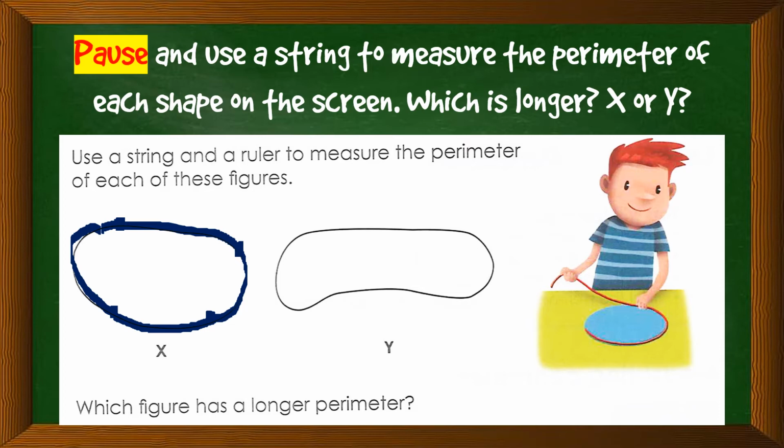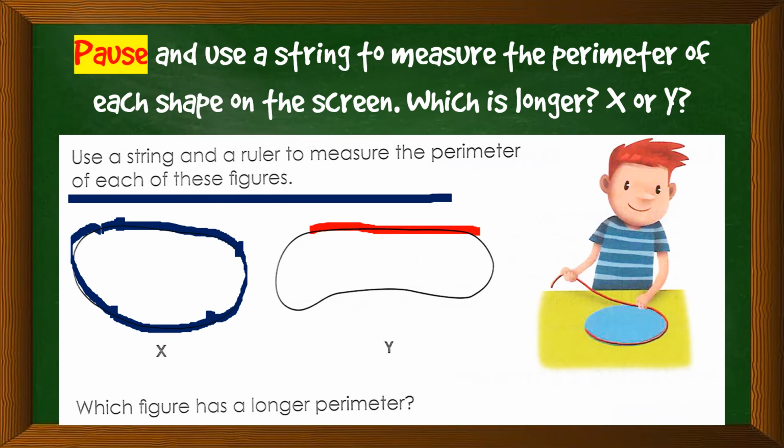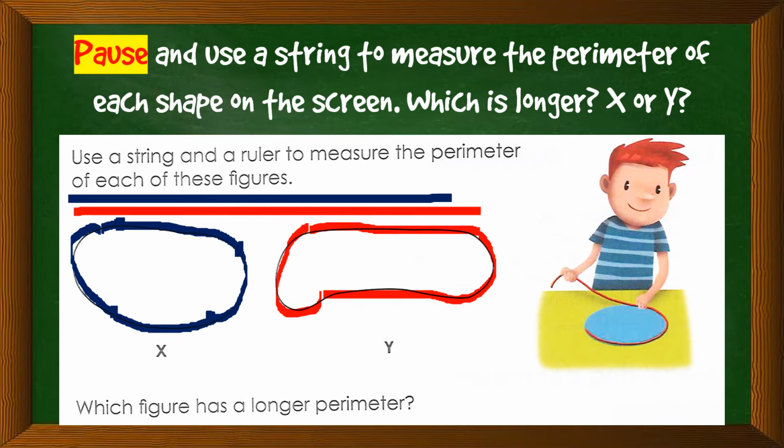And then that length you're going to open onto a ruler and you're going to measure. Then you're going to take a different string and measure the other shape. And you're going to open it up and measure it, and you're going to tell me which one of these has a longer perimeter.